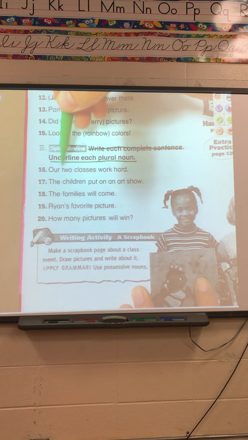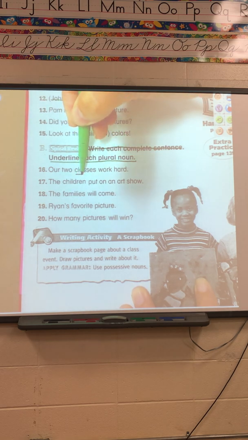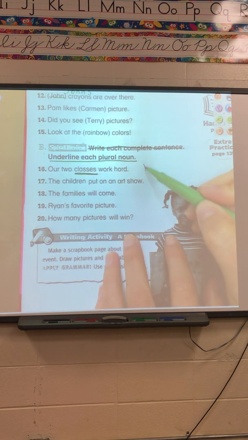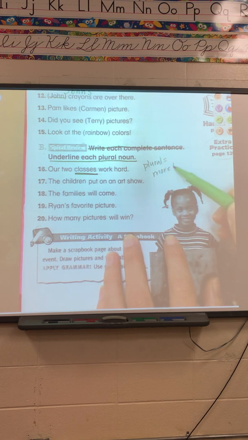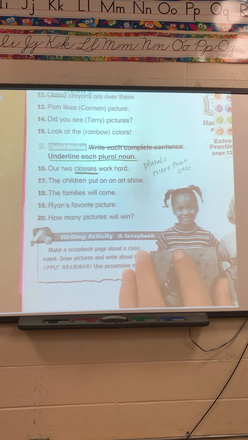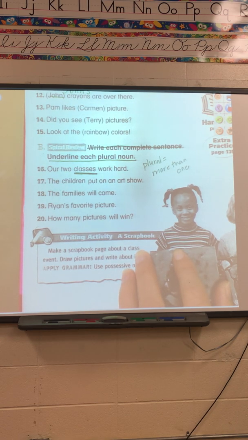Okay, plural means more than one. Which word in this sentence means more than one? Classes. It has to be a noun. Two means more than one, but we want a noun. So classes means plural. Now it's not showing possession, is it? It's not, the classes are not owning anything. They are just plural. So remember, plural only means more than one. Possessive means that you own something.